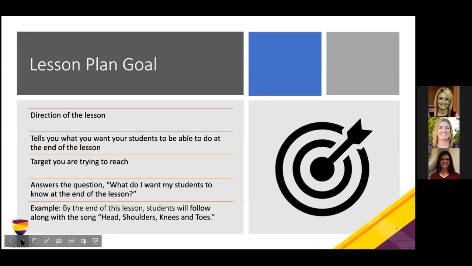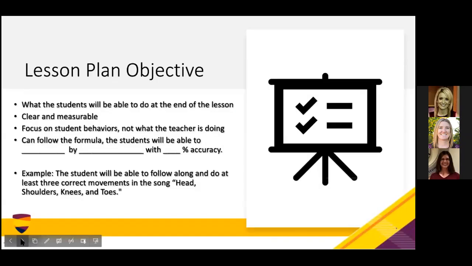Let's go to objective. The difference between the goal and objective is summed up easily when you think of this. The goal is what you want your students to know, and the objective is what they do to show you that they know it. So the objective in a lesson plan states the purpose of the lesson, what a student will be able to do once he or she has completed that lesson.